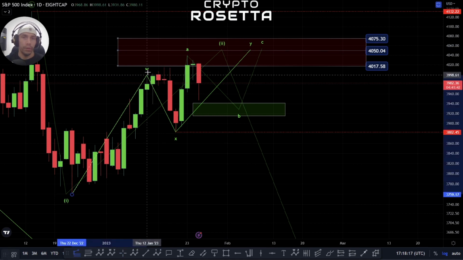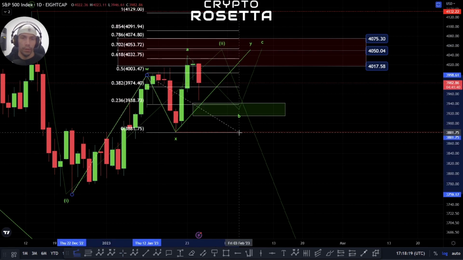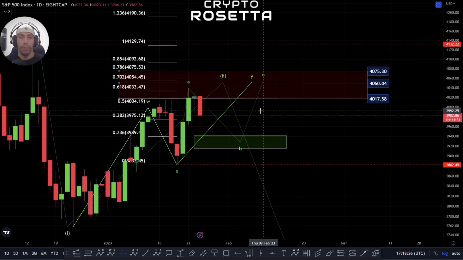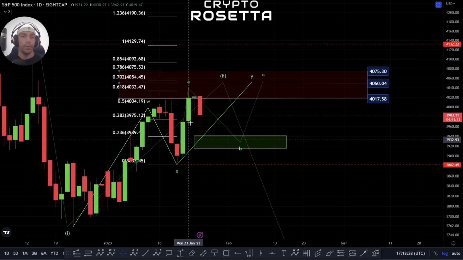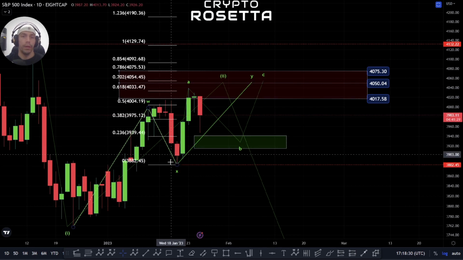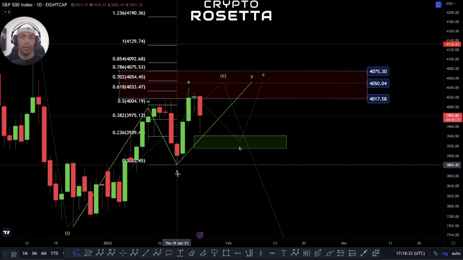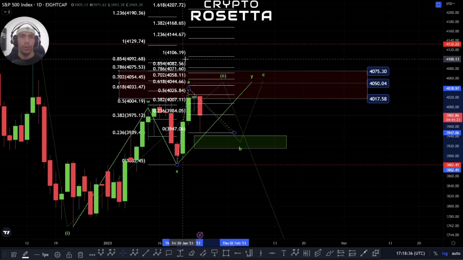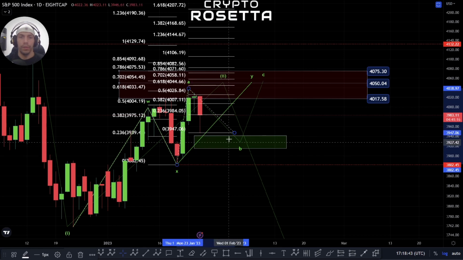So now with this, if I throw this on here, let's go into this. So a 1-to-1 would actually take us up to this 4129.74, which is basically where we'd be looking at a 1-to-1 of that W wave. However, if we take a look at this A wave, a 1-to-1 would only push us up to this 4106.19. So we need to just give this a bit of space and see how it develops.